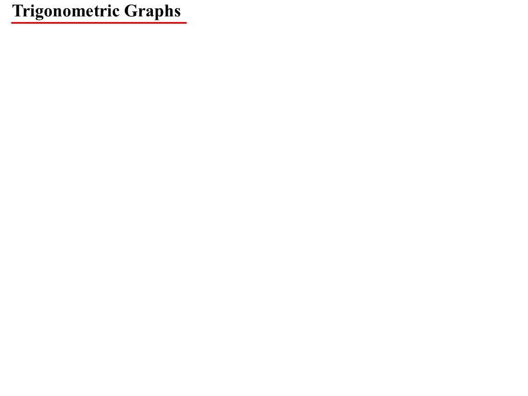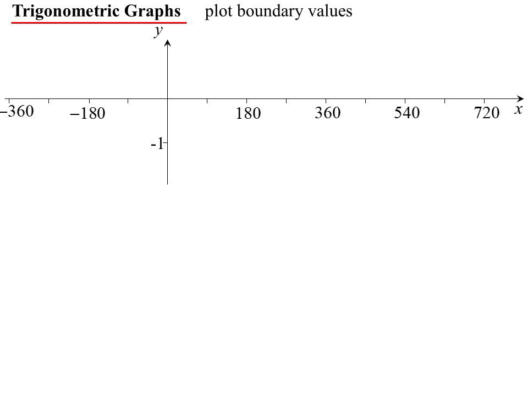So plotting the basic graphs then. All I really do is plot the boundary values. They're the key points when I'm drawing trig graphs. Now I'll do sine first of all. I know it goes up to 1 and down to -1. And the key points every 90 degrees, and maybe I got a bit carried away, but I went all the way up to 720 and back the other way to negative 360.